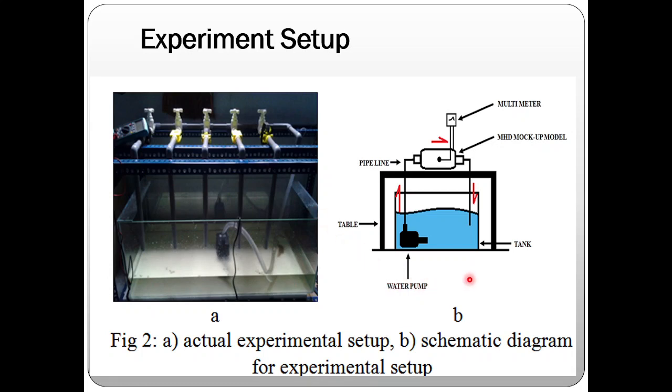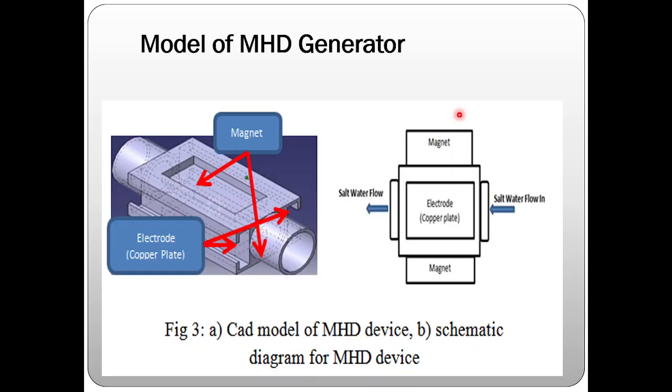We can see the schematic diagram. The pump will move the fluid to the MHD generator through the pipe, then the multimeter is used to measure the current produced. This is the model for the MHD generator. We can place a couple of magnets, and we can place the positive and negative plates.